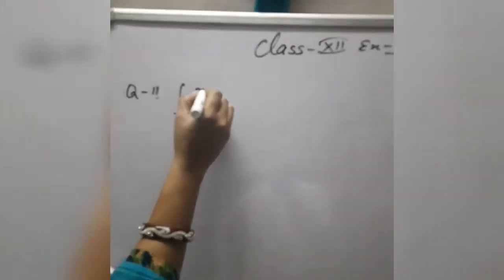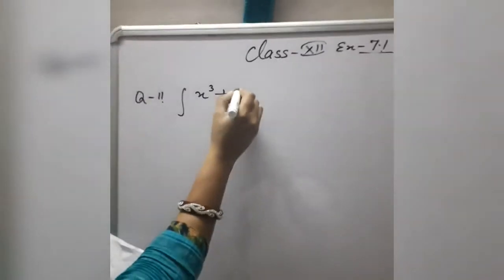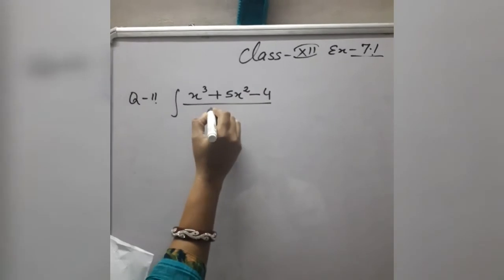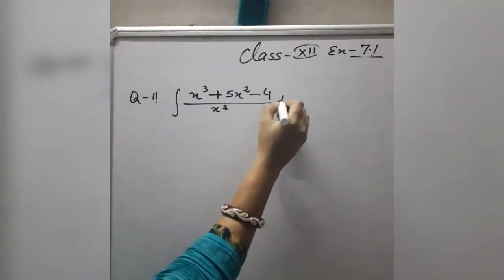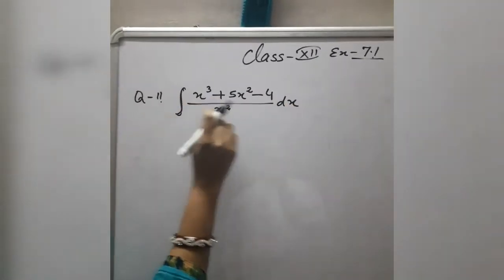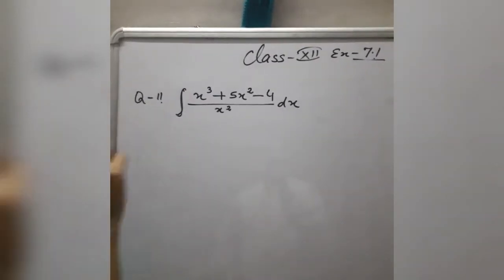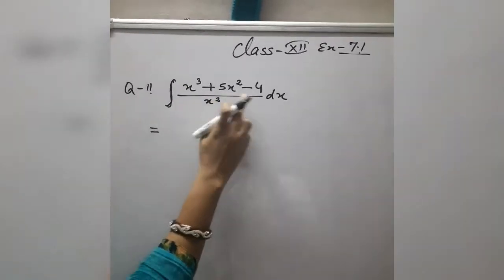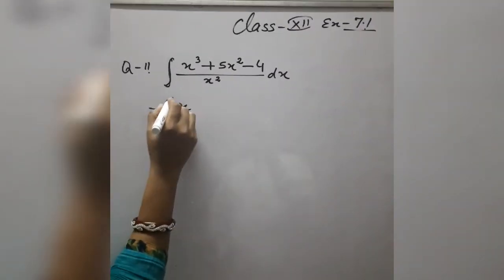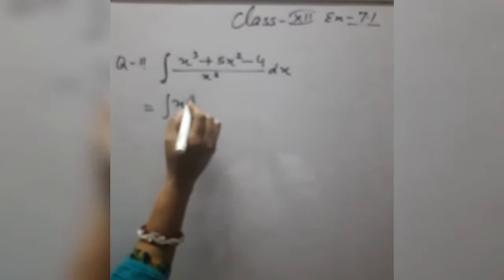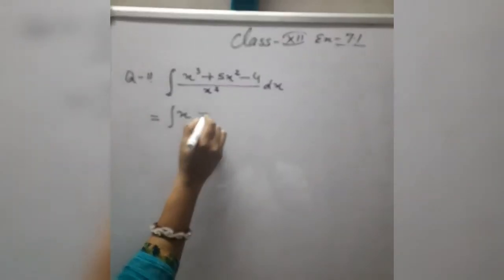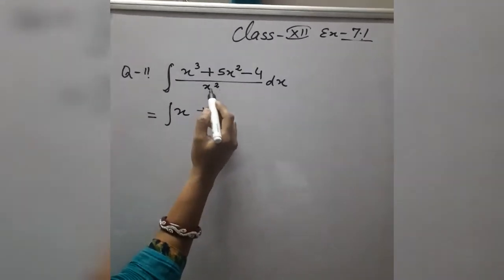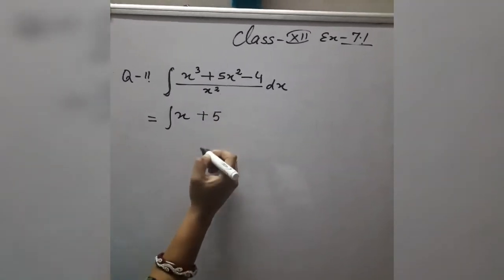The statement is: find the integration of (x cube plus 5x square minus 4) divided by x square with respect to x. This is the sign of integration. Firstly, divide x square into each term. After dividing, x cube divided by x square can be written as x, plus 5x square divided by x square. X square cancels with x square, it gives you 5.